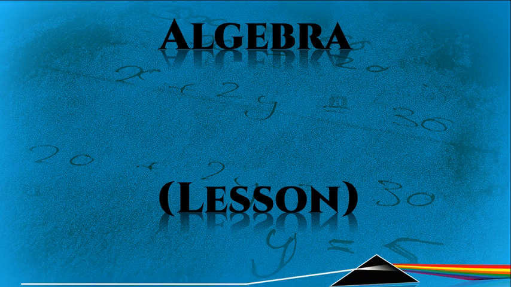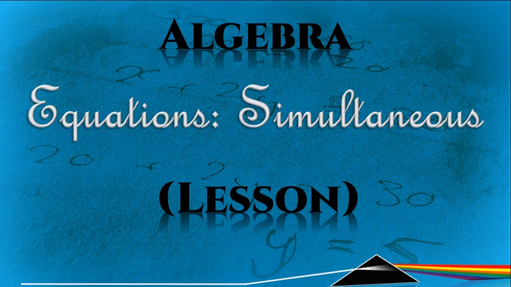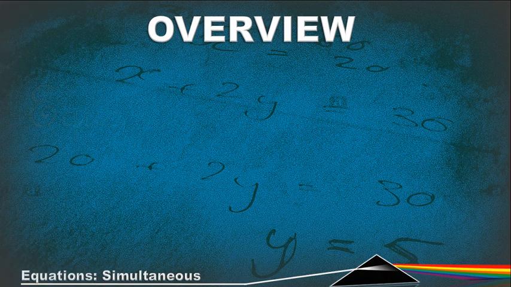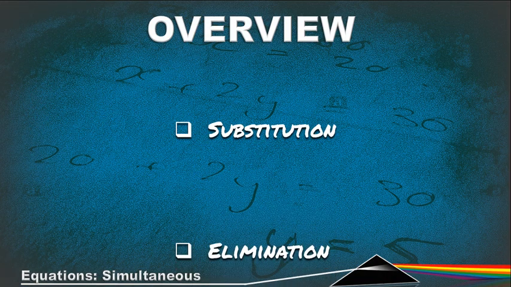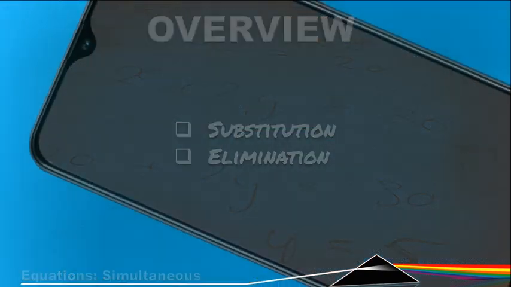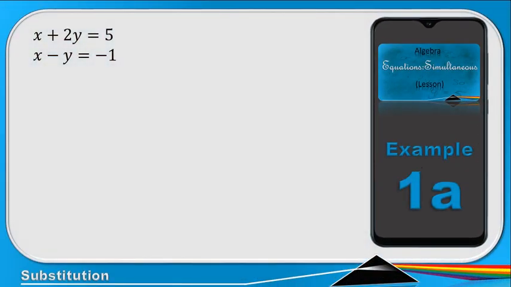So in today's lesson, we will be looking at simultaneous equations, and there are two methods of doing simultaneous equations. First, it's substitution, and then it's elimination.